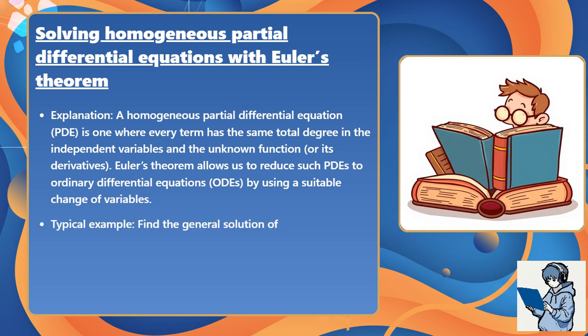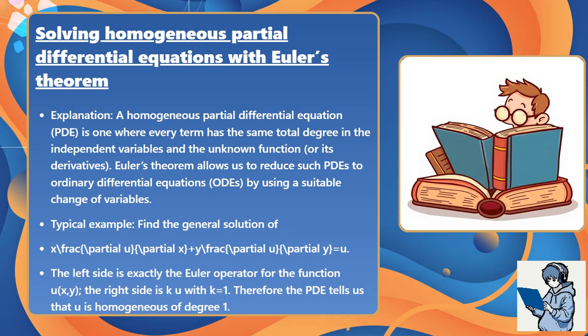Typical example: find the general solution of x times partial u with respect to x plus y times partial u with respect to y equals u. The left side is exactly the Euler operator for the function u of x and y. The right side is ku with k equals 1. Therefore, the PDE tells us that u is homogeneous of degree 1.